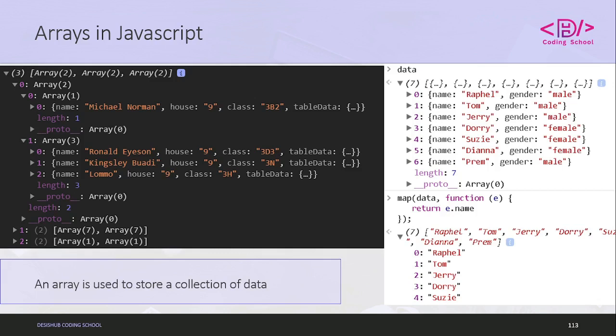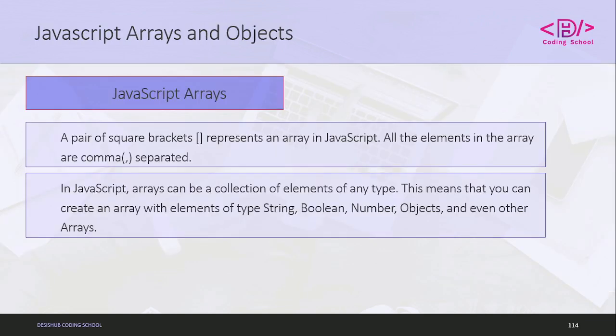So in brief, an array is used to store a collection of data. It can be data of different types, it can be data of the same type, and all of it can actually go into an array. We are going to see how we are going to be dealing with some different data types, and we are going to do a lot of examples so that you can easily understand these concepts.